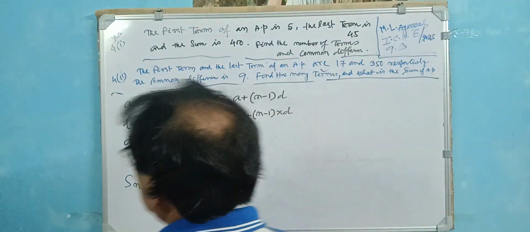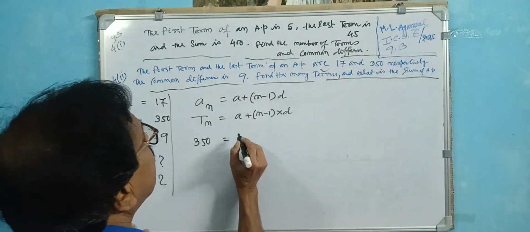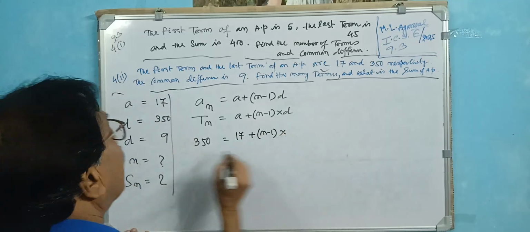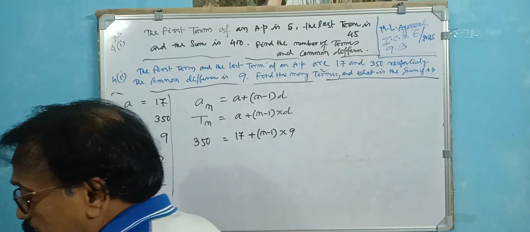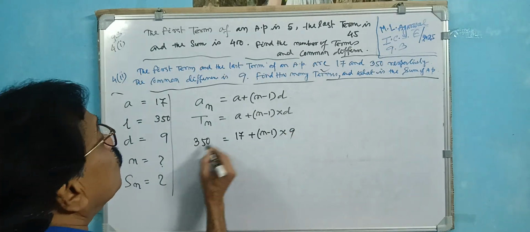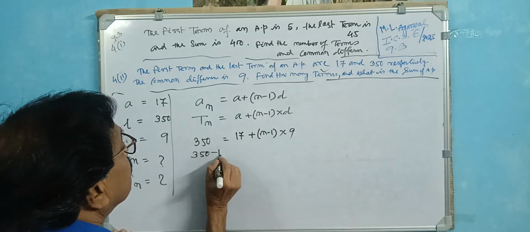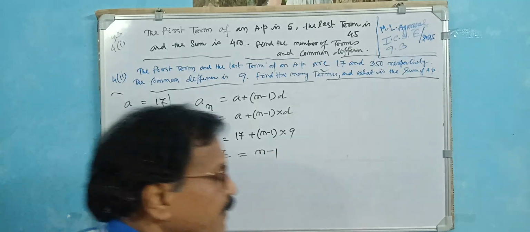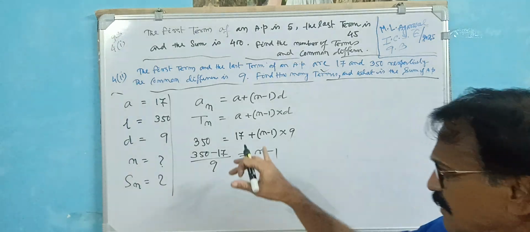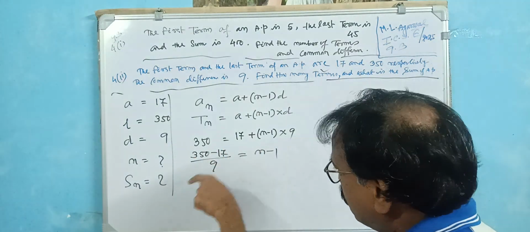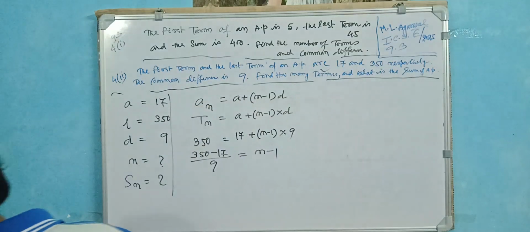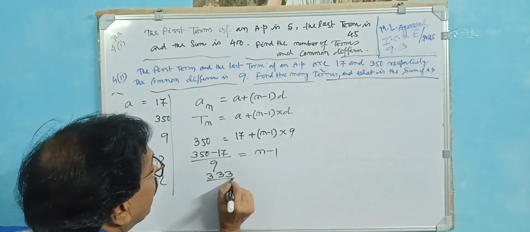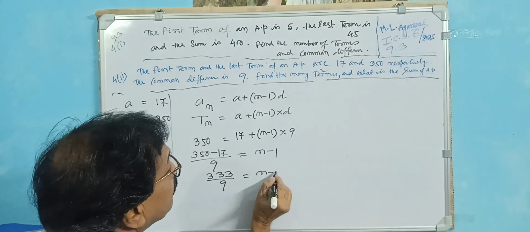Okay, clear. Now Tn is 350. So A is 17 here, plus this n you don't know, and D is 9. So you shift: 350 minus 17, divided by 9, is equal to n minus 1. This is very easy. So 350 minus 17 is 333 actually.